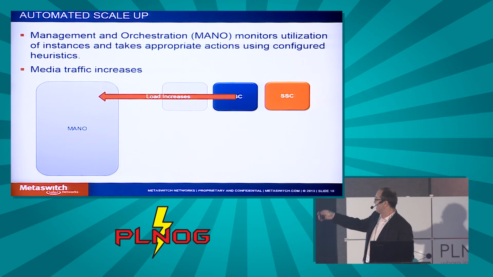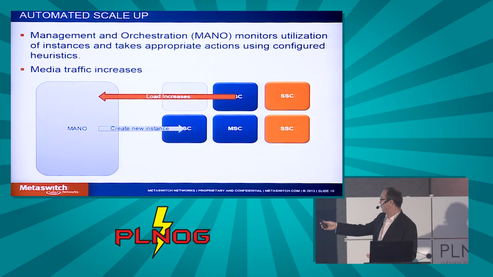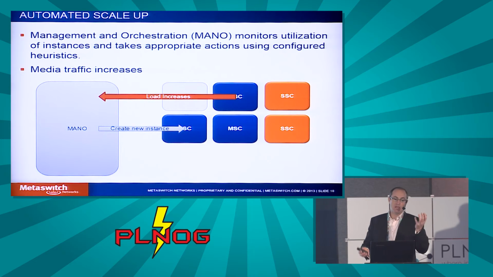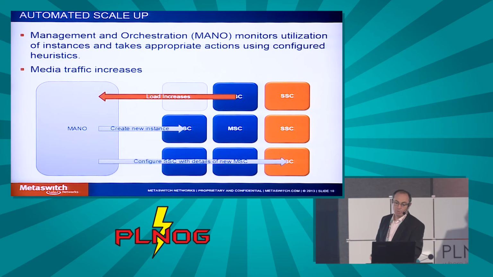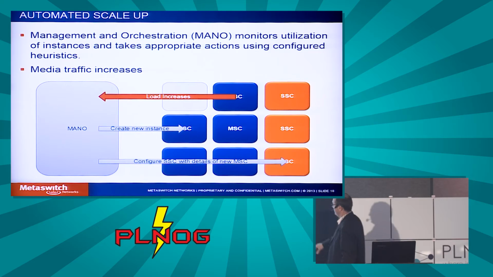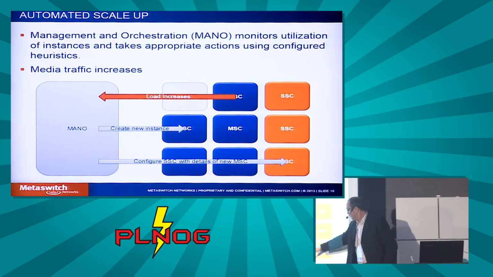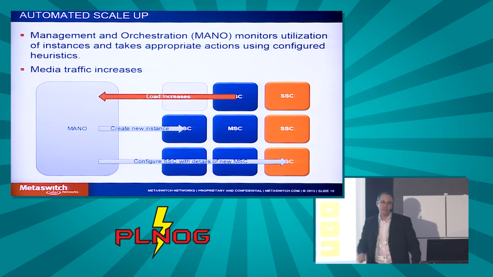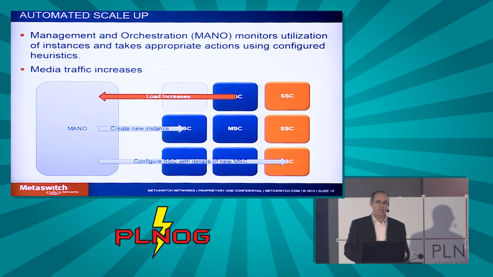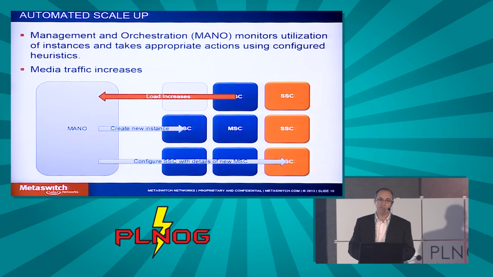What happens is the load increases, that gets signaled to the MANO, and the MANO will then create a new instance of a media. So I can increase my media whenever I need, and of course the MANO will inform the control layer, because this does all the signaling and the control. It would inform the control to say, hey, I've just launched another media layer. So now you can do additional transcoding.